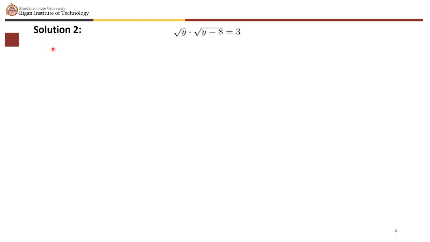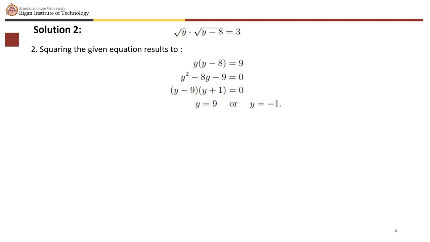Next, we try to solve the second exercise, that is square root of y times square root of y minus 8 is equal to 3. And to do that, we have to square both sides of the equation. And squaring both sides of the equation, we will now have the following, that is square root of y. When you square, you come up with y. Square root of y minus 8 becomes y minus 8. Square root of 3 is 9.